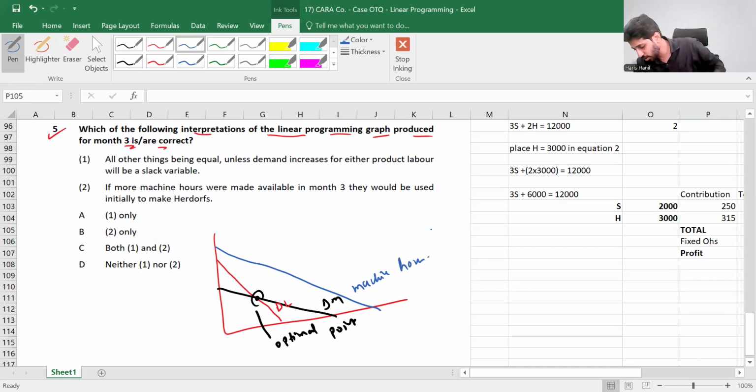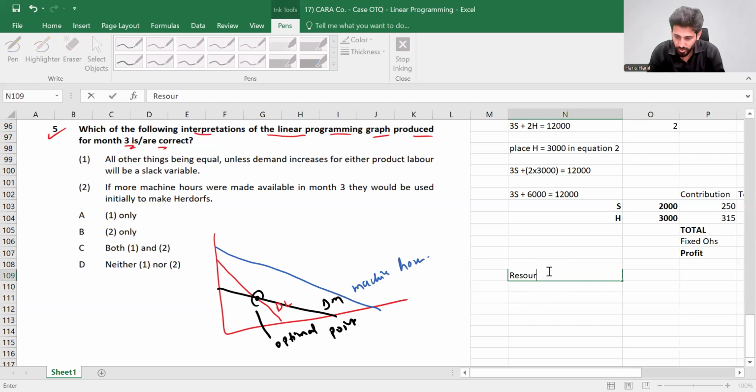Any resource, please focus on the word, any resource which is outside, above the optimal point, means the resource is still available. When the resources are available after the optimal production point, that is called the slack. So any resource, I'm typing it over here. First, slack.